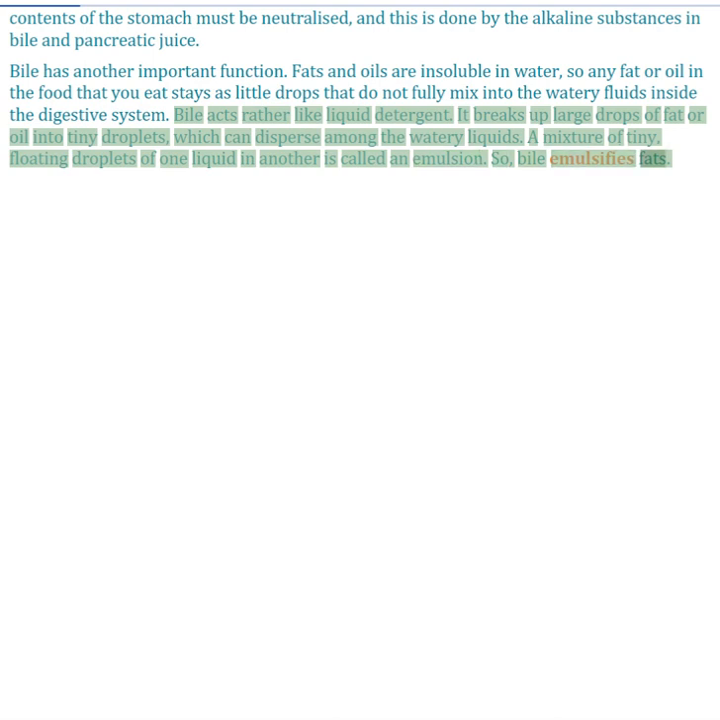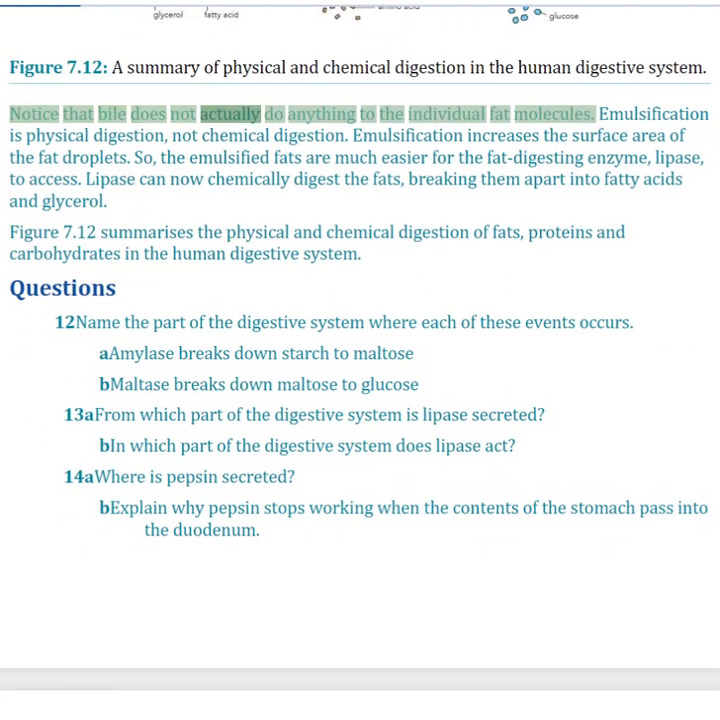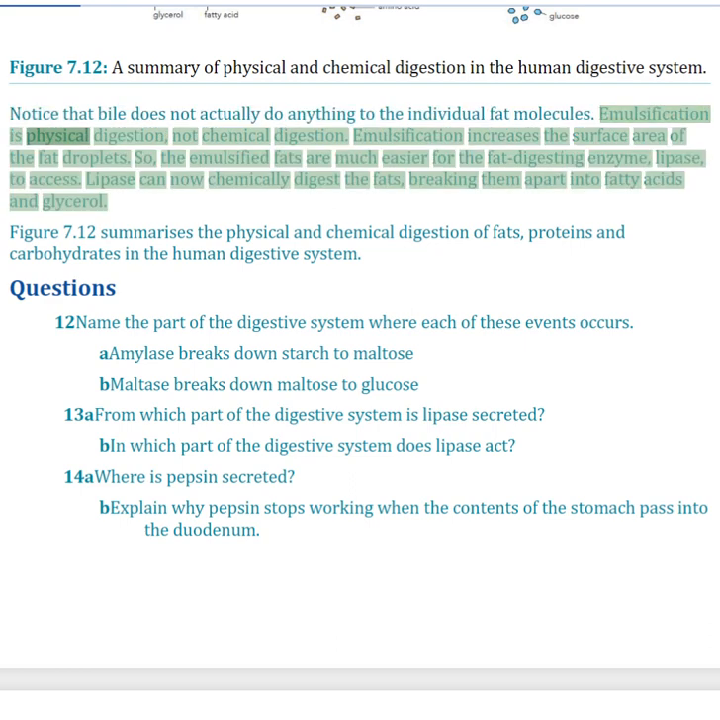So, bile emulsifies fats. Figure 7.12, a summary of physical and chemical digestion in the human digestive system. Notice that bile does not actually do anything to the individual fat molecules. Emulsification is physical digestion, not chemical digestion. Emulsification increases the surface area of the fat droplets. So, the emulsified fats are much easier for the fat-digesting enzyme, lipase, to access. Lipase can now chemically digest the fats, breaking them apart into fatty acids and glycerol.